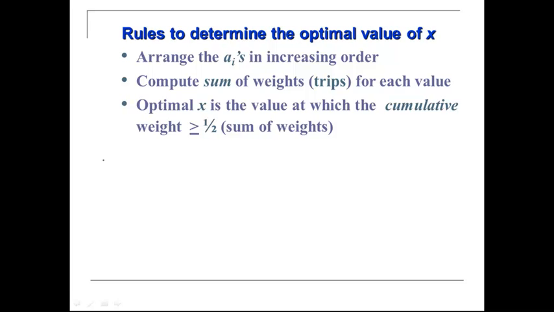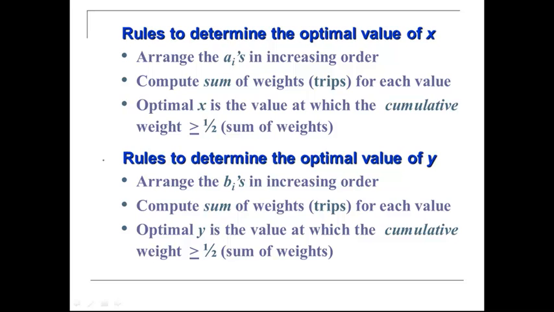Okay, so the best way to solve this problem is to have a table with all the information that you need. For instance, you're going to need to compute the sum of weights after you arrange the existing facilities using an increasing order of the ai. So you put that in order, and then you compute the sum of the weights. And then you find the optimal x, which is the value at which the cumulative weight is greater than or equal to half of the sum of the weights.